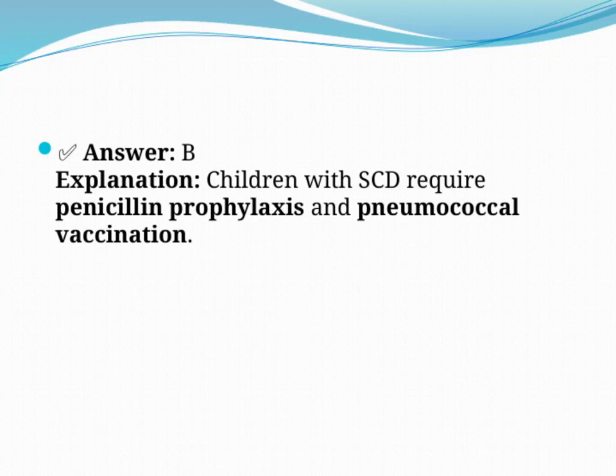To explain why, children with sickle cell disease, or SCD, have a higher risk of serious infections, especially from certain bacteria. That's why they need to be on penicillin prophylaxis, which is a preventative antibiotic to help protect them from these infections. Additionally, pneumococcal vaccination is crucial because the pneumococcus bacteria is a common cause of severe infections in these children. Ensuring they receive these preventive measures is essential in managing their health and reducing complications. This ties back to our overall theme of early intervention and preventive care in managing sickle cell disease effectively.